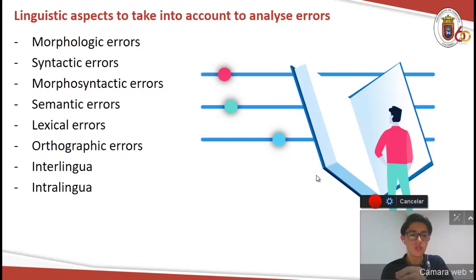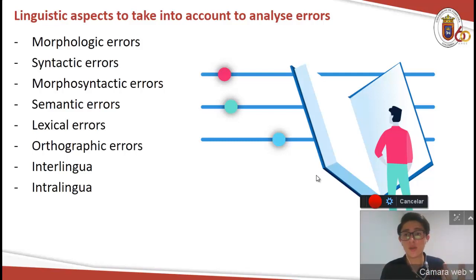That's going to be interlingual and intralingual. Interlingual is how the mother tongue interferes in second language learning, and intralingual are problems inside the same language that we're learning. We have morphologic errors, which are errors inside a word, and syntactic errors inside a phrase, right? So errors in the organization of a phrase could be a syntactic error. Morphosyntactic could be a morphologic error, I mean in a word, but it also affects a phrase.